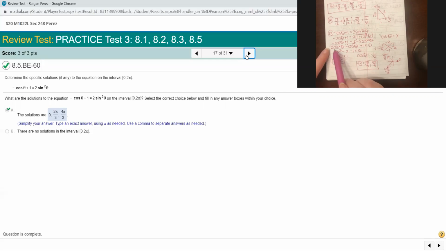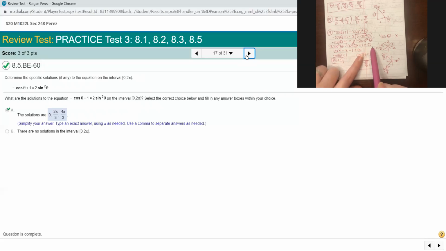So then we distributed the 2, and I got 2 minus 2 cosine squared theta. And then I moved everything to this side. So this negative 2 became positive 2 cosine squared theta minus cosine, and then 1, bringing this 2 over, minus 2 is negative 1, equals 0. So then I replaced cosine with x. So I got 2x squared minus x minus 1 equals 0. Came over here and did the magic x. Two numbers that multiply to give me negative 2, but add to give me negative 1 are negative 2 and 1. But then I had to divide by 2. So I got negative 1 and 1/2.